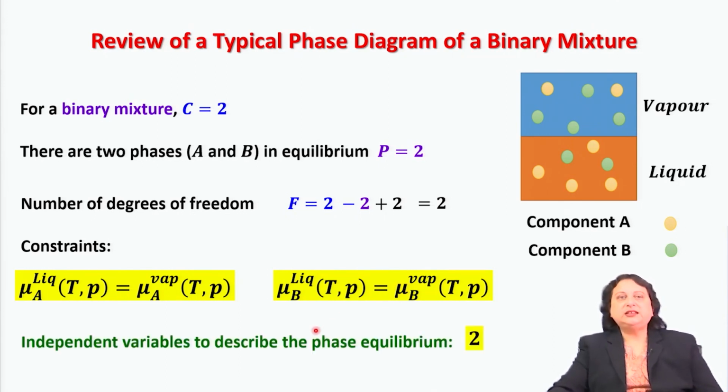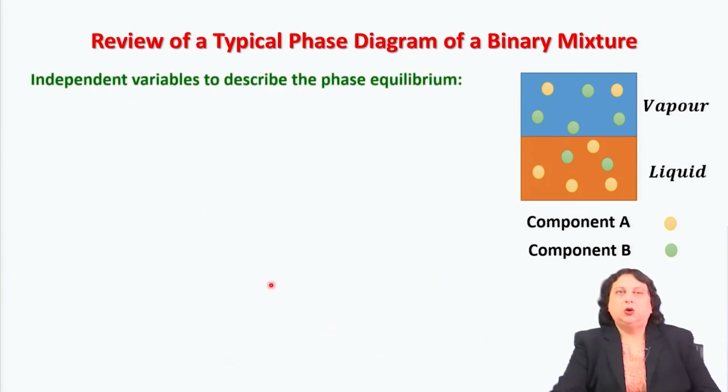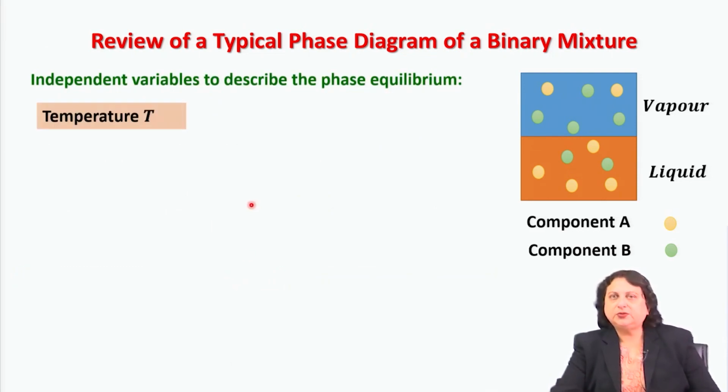Then the question is, what are going to be those 2 independent variables to describe the equilibrium? And that is exactly what we choose when we draw the phase diagram of this binary mixture. Okay, so what are the independent variables that I will choose to describe the phase equilibrium? The first one, of course, is temperature.